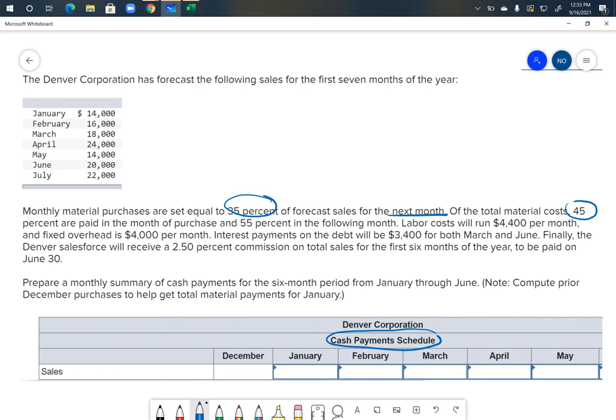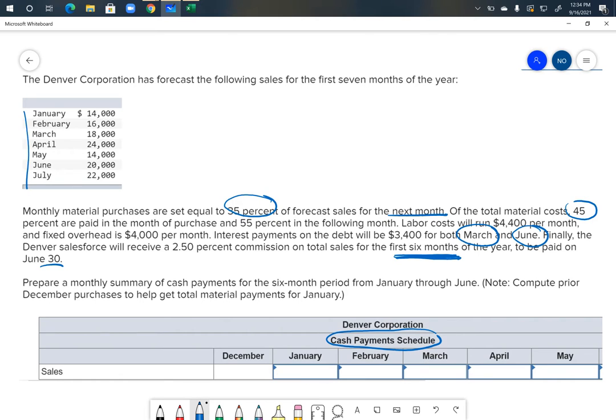Interest payments on the debt will be 3,400 both in March and June. And finally, the sales force will receive a 2.5% commission on total sales for the first 6 months. Again, remember, these are 7 months, but they're only receiving commission on sales of the first 6 months of the year, and this is paid on June 30th. So, given this information, how do we go about preparing a cash payment schedule?